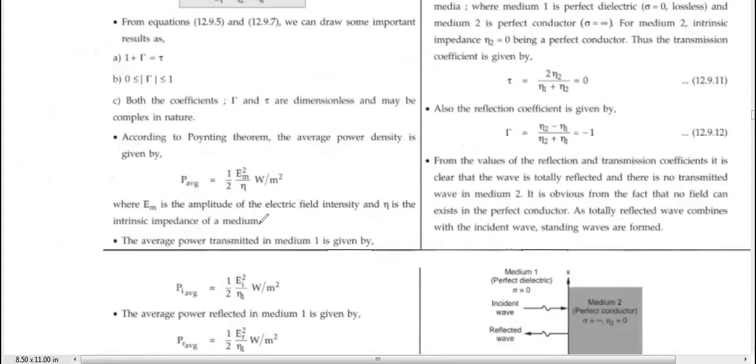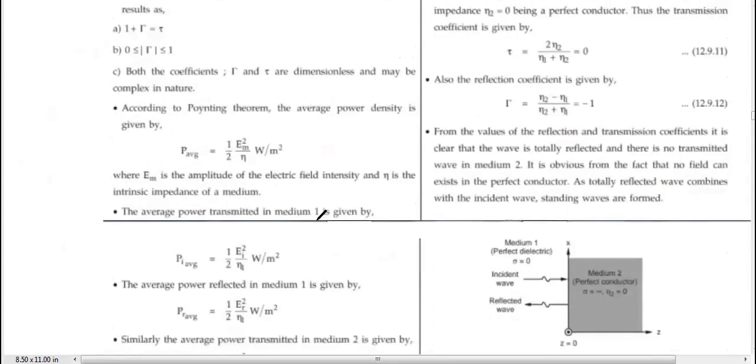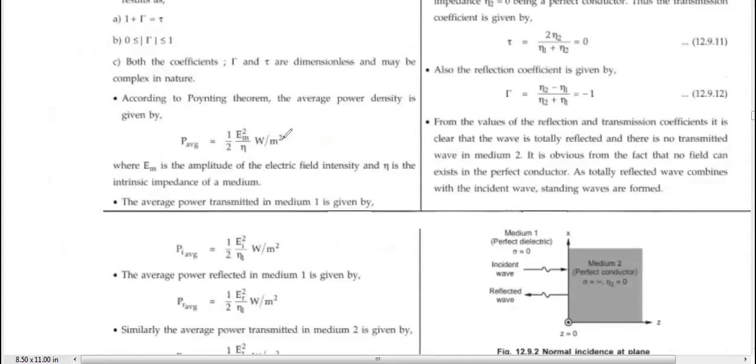Where EM is the amplitude of the electric field intensity and eta is the intrinsic impedance of the medium. Okay. The average power of the transmitter in medium 1. First of all, remember, my dear student, how we get this expression: you can derive it later after completing normal incidence and oblique incidence at the boundary conditions. P average is equal to 1 by 2 EM square by eta.